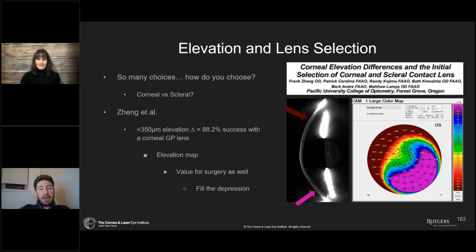If you have less than 350 microns between the top and the bottom of the cornea in the elevation map, they showed an 88% success rate with corneal gas perms. So if you have more than that, consider a scleral lens. If you have less than that, consider your gas perm.